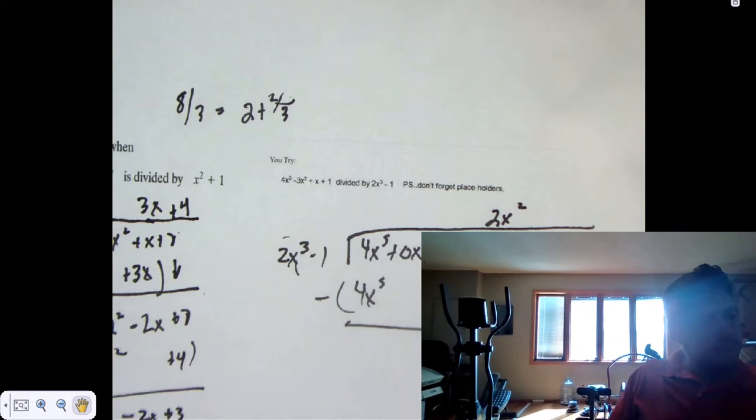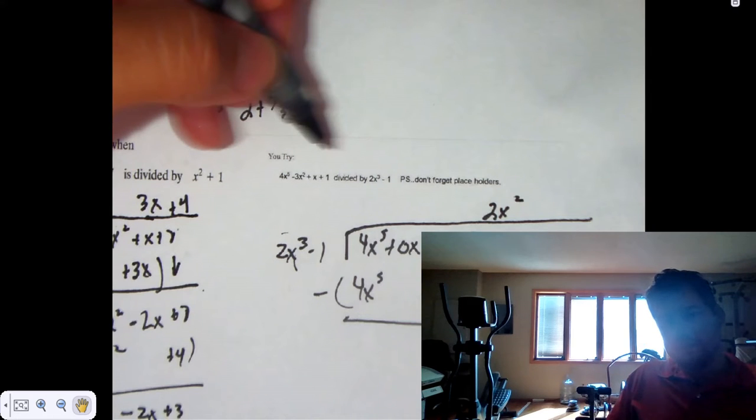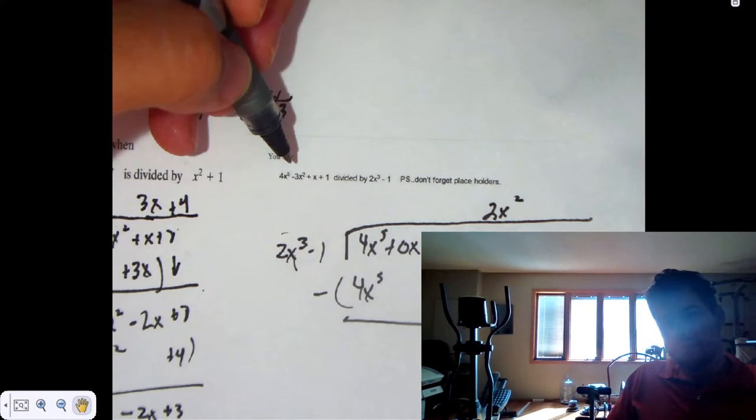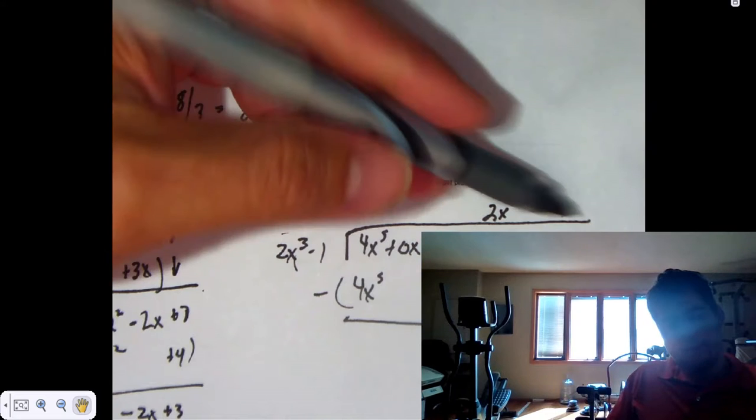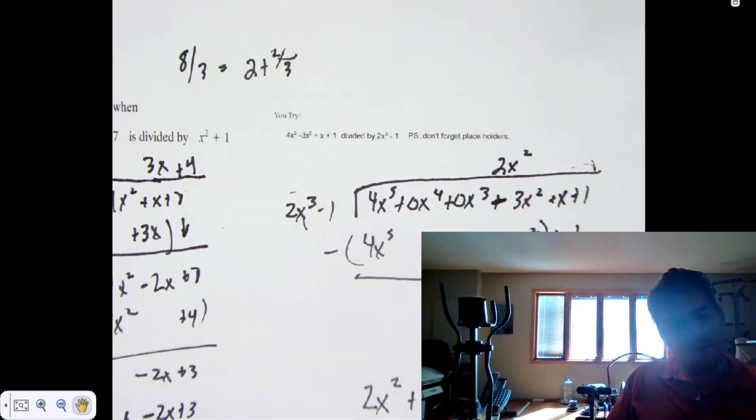It turns out 2x cubed minus 1 went into 4x to the fifth minus 3x squared plus x plus 1, 2x squared times, with a remainder of negative x squared plus x plus 1 sitting over the original divisor, 2x cubed minus 1.